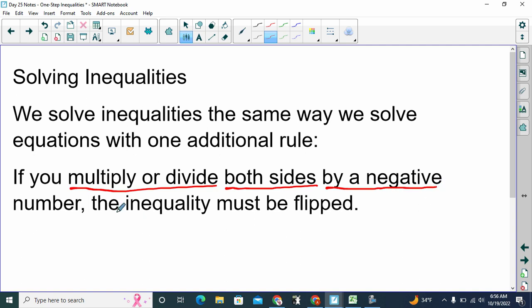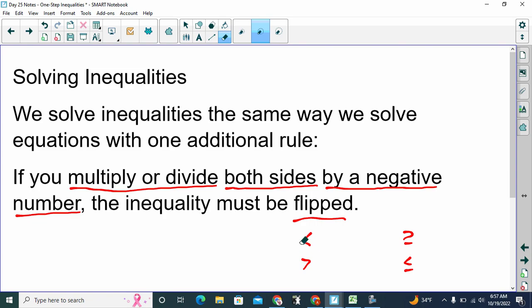So just because we are multiplying or dividing both sides does not mean we flip the inequality. We only do it when we multiply or divide both sides by a negative number. In that case, we flip the inequality. What I mean by flip the inequality is that if it was less than, we are then on our next step going to change it to greater than. If it was greater than or equal to, on the next step, we flip it around and we write it as less than or equal to. So we flip the inequality, it opens up the other way.